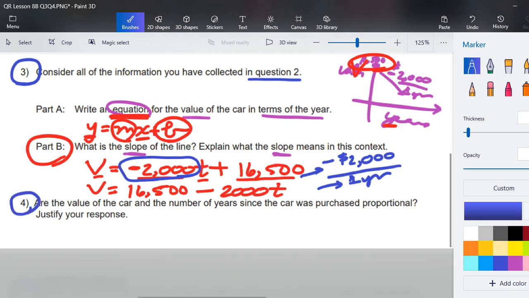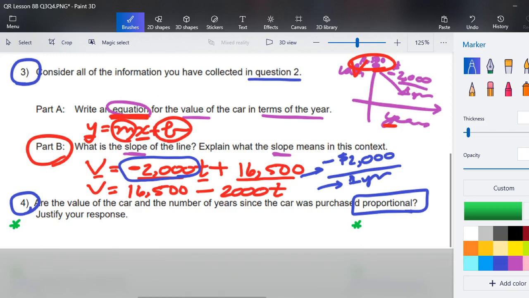Question number 4, are the value of the car and the number of years since the car was purchased proportional? And this is the big, or one of the big pieces of the lesson talking about proportional. So there is a slightly longer way to figure this out and a quick way to figure this out. We'll go with the slightly longer way first.